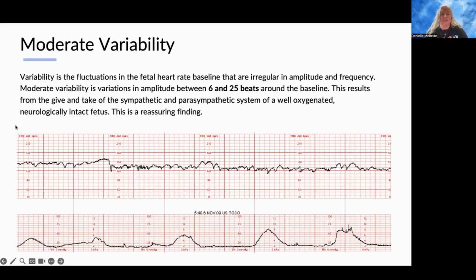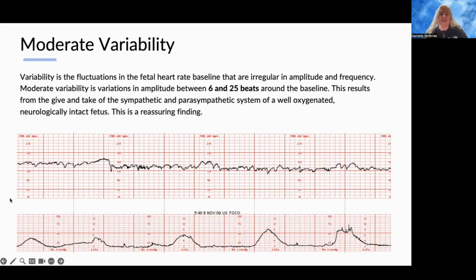In this tracing, the top graph is the fetal heart tracing. The bottom part of the graph is contractions. For our purpose, we're going to be looking at the top graph. On the top graph, you can see numbers. Here is 120, and everything going up is 10 beats. So these are beats per minute. If this is 120, the next is 130, 140, 150, 160, 170, 180.